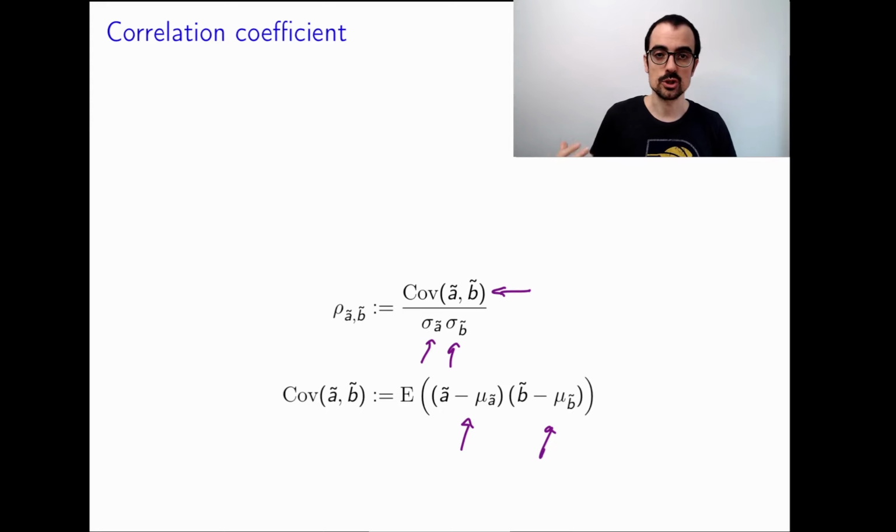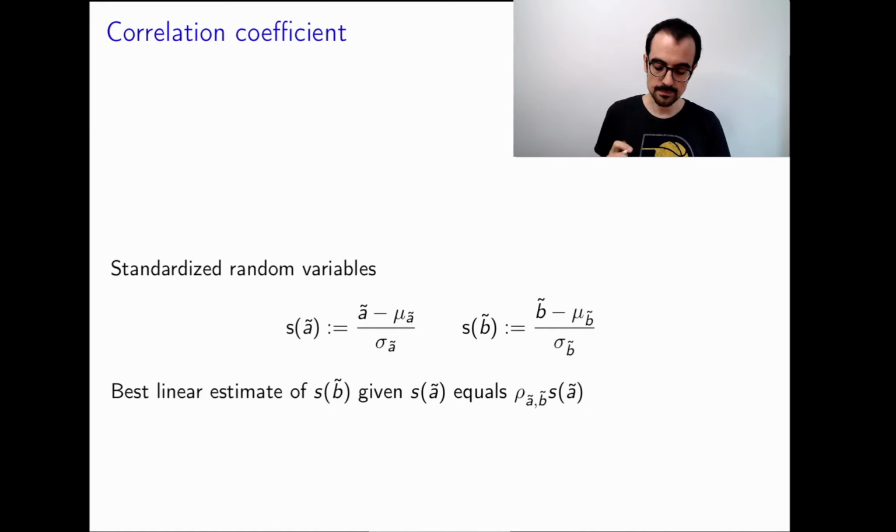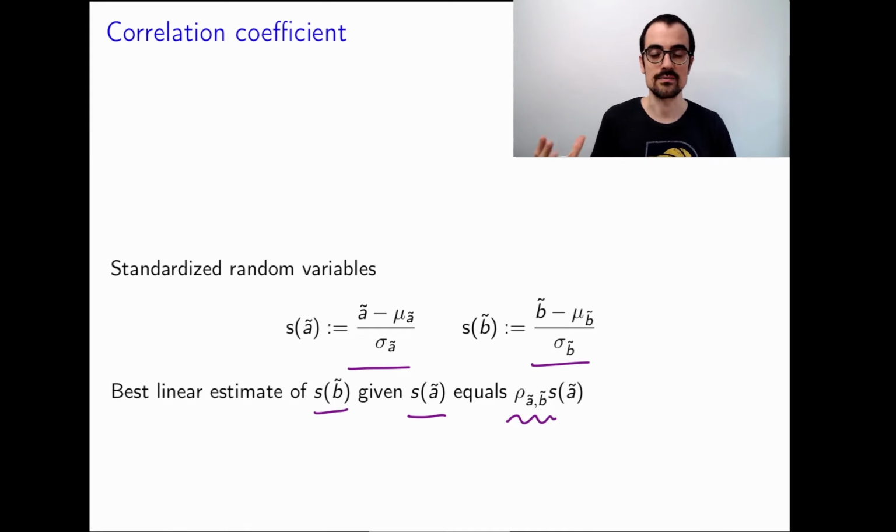and B. We also covered the connection between the correlation coefficient and linear estimation. In particular, if we consider the standardized versions of A and B, where we have subtracted the mean and divided by the standard deviation, then the best linear estimate of SB, the standardized version of B, given the standardized version of A, is just scaling the standardized version of A by exactly the correlation coefficient. So it tells us what scaling factor we have to apply to the centered normalized version of A in order to estimate the centered normalized version of B.